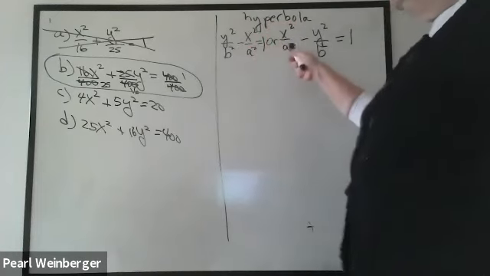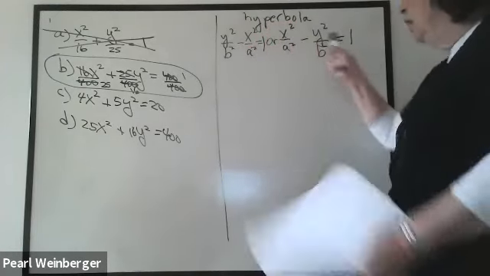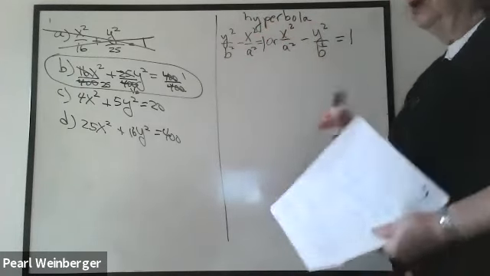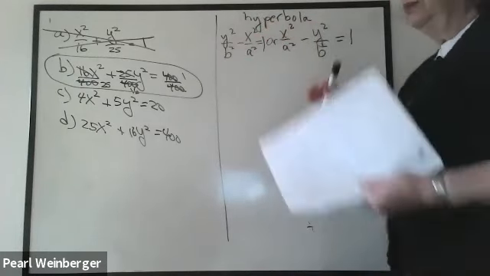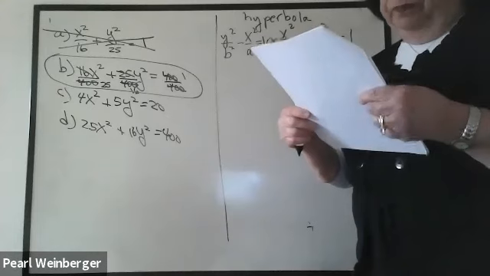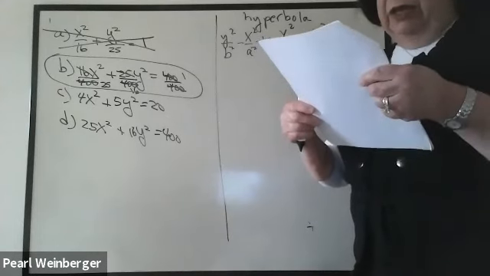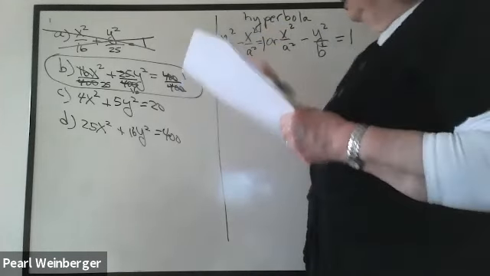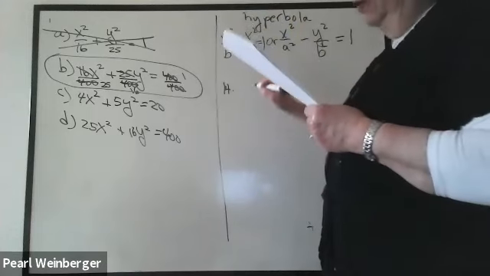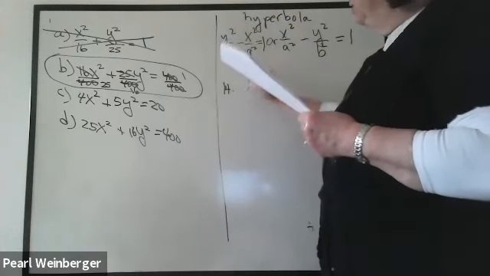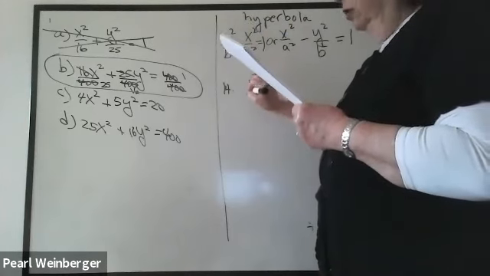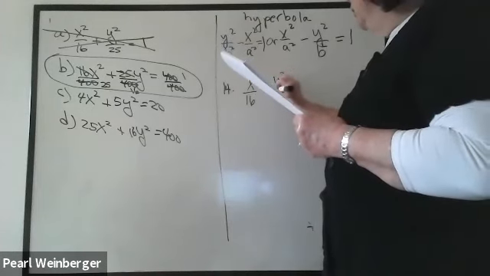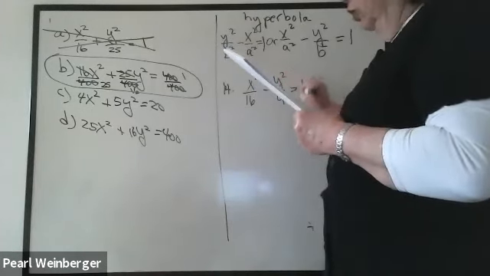In other words, it's not always the x squared that's positive and the y squared that's negative. Sometimes the y squared is positive and the x squared is negative, but one will have to be positive and one will be negative, and that'll be the indication that you have a hyperbola. So number 14, which they give as x squared over 16 minus y squared over 9 equals 1.